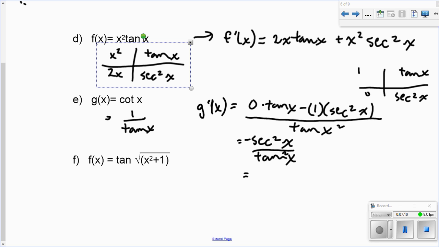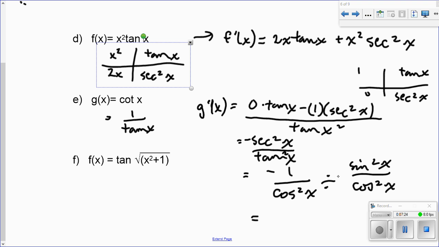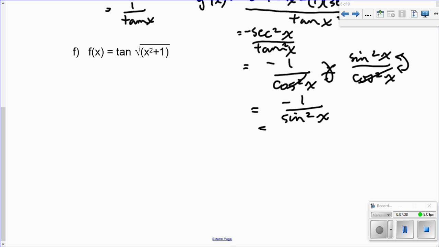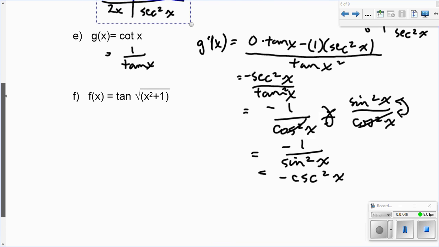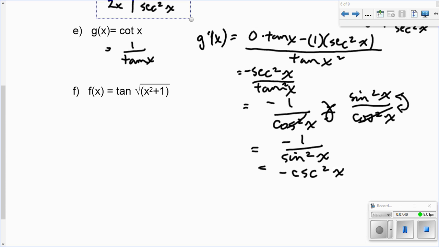Okay, that is equal to negative 1 over cos squared x divided by sine squared x over cos squared x. Okay, if I flip and multiply, my coses will cancel out. So I have negative 1 over sine squared x, and negative 1 over sine squared x is negative cosecant squared x. Okay, so what was the original question there? Cotan x has a derivative of negative cosecant squared x.